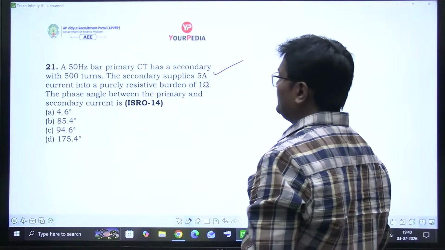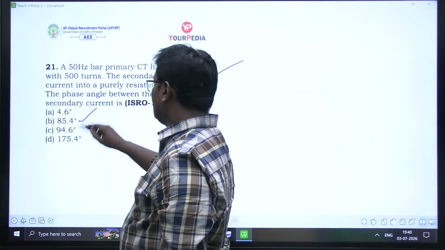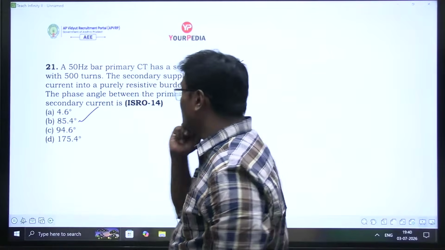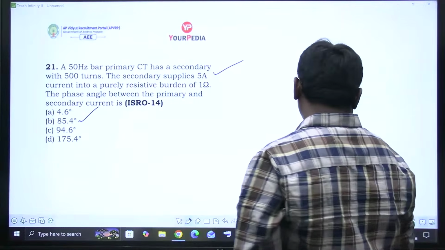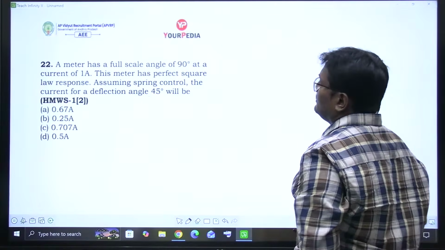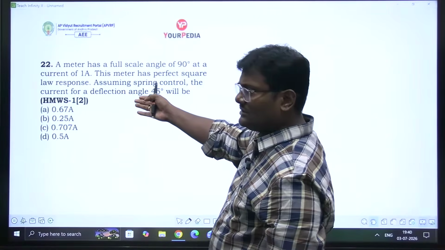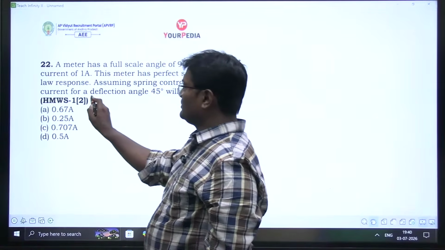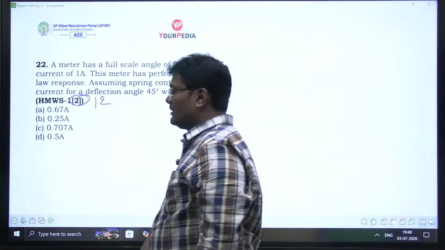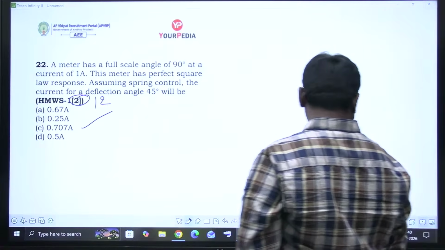You should go for the formula. If you use the formula, you will get 85.4 degrees, where theta is equal to 180 degrees by n pi. This question is repeated now; this one is question 12, a typing mistake. The answer for the previous one is 0.707.